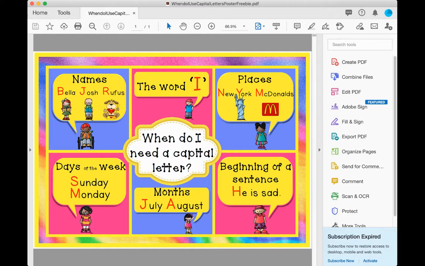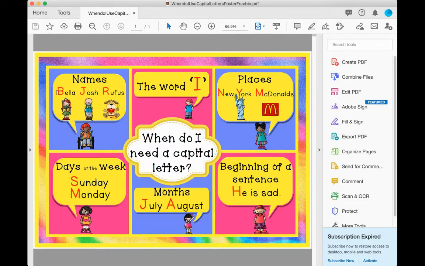Okay, so I wanted to go over some resources we have. I'm going to show you the resources I have here, and I'm going to attach them so parents can have them at home and students can use them as tools. So here we have a little poster, a very colorful poster that says, "When do I need a capital letter?" And these are all the times when you need to use a capital letter.